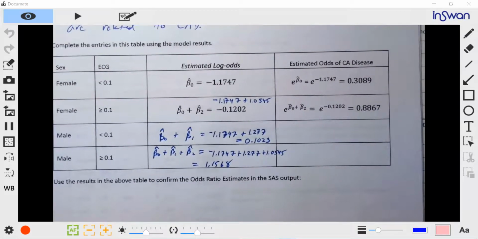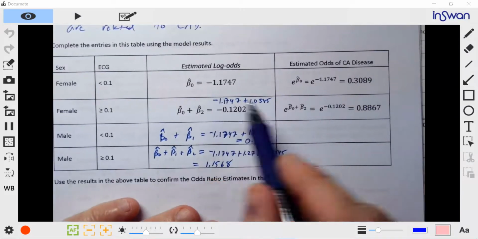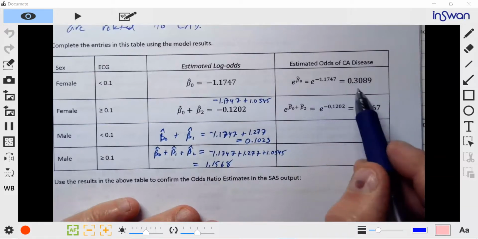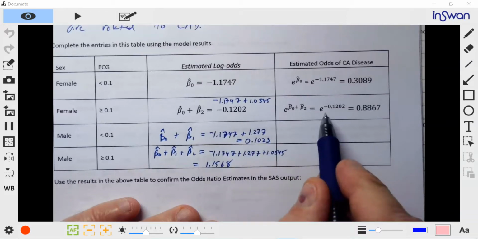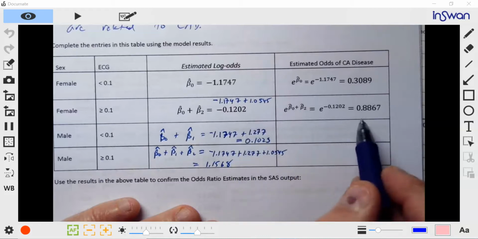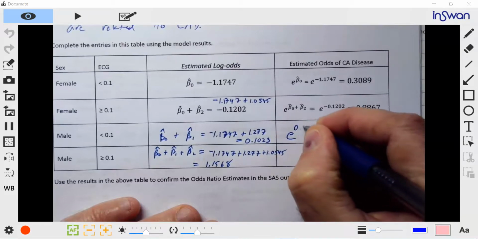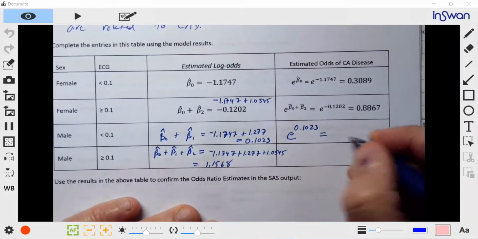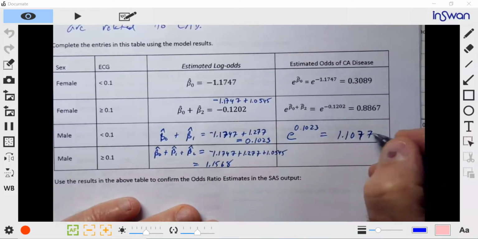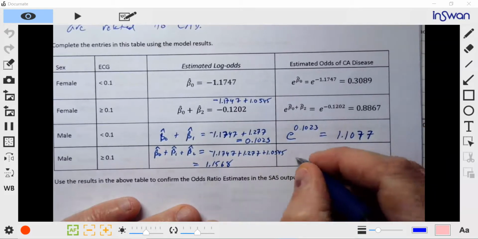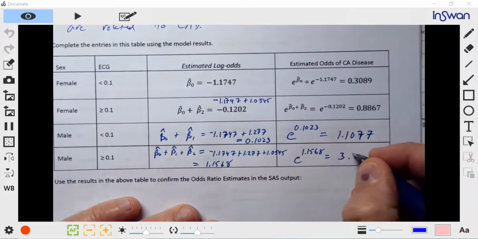So the estimated odds of CAD for each of these, we can just exponentiate these values. So e to the minus 1.1747 is 0.3089. E to the negative 0.1202 is 0.8867. E to the 0.1023 is 1.1077. So I'm just exponentiating my log odds. And e to the 1.1568 is 3.1797.